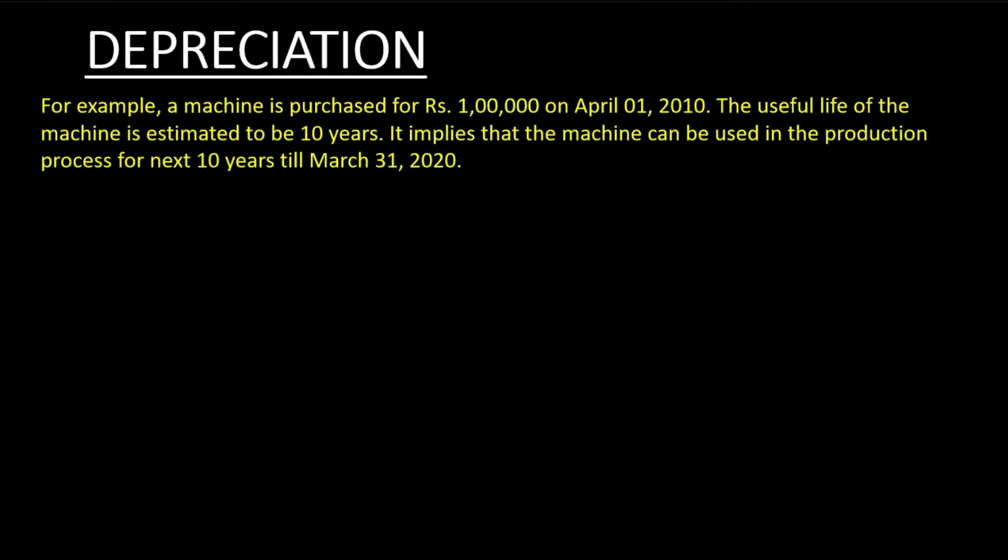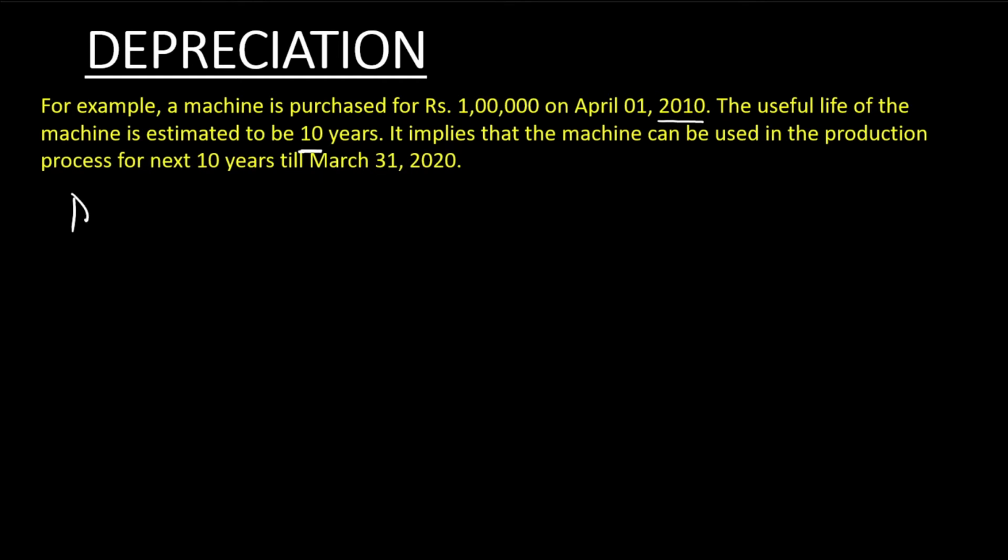Let's take for example, a firm purchases machinery for rupees 1 lakh on 1st April 2010. Now it's estimated that this machine will work functionally well for 10 years and be productive enough. So we say the estimated life of the machinery is 10 years. So what do they do?